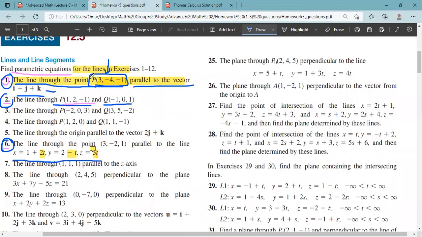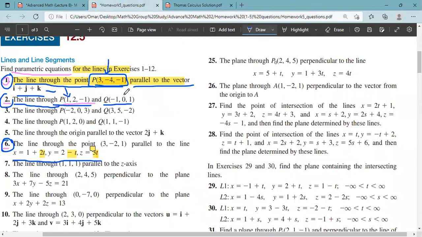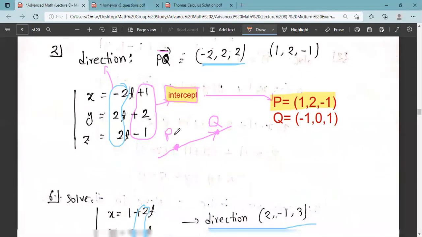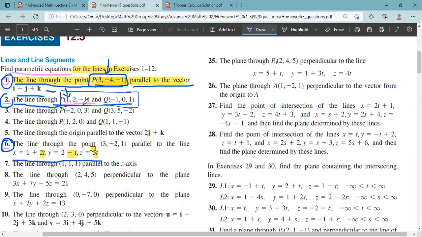So number 2, we have to find a line that passes through this point and also this point. So we have to find a line that passes through these 2 points. For that reason, we need to find the direction. The direction will be P to Q, right? Okay, so let's see how we find the direction.